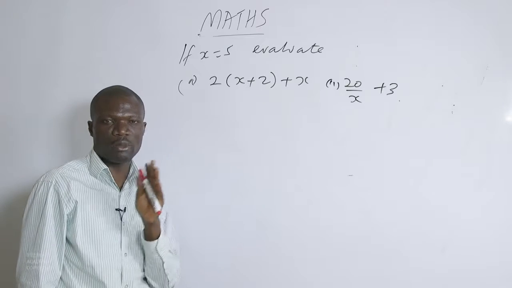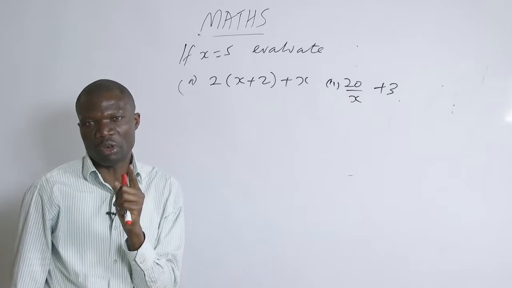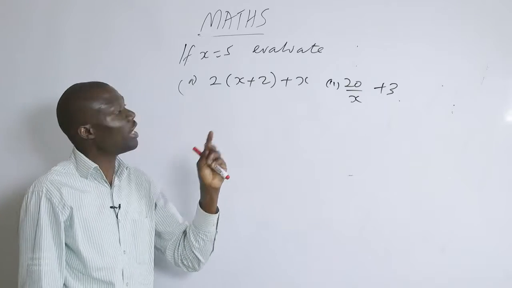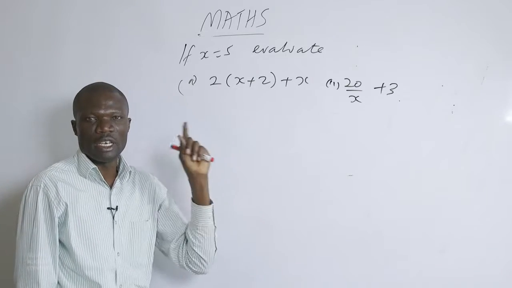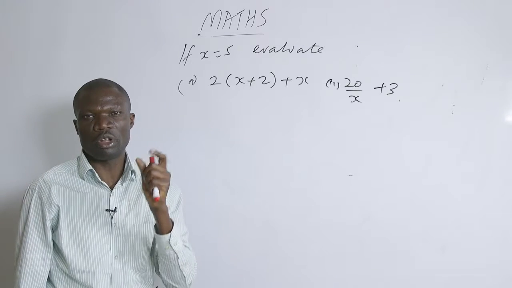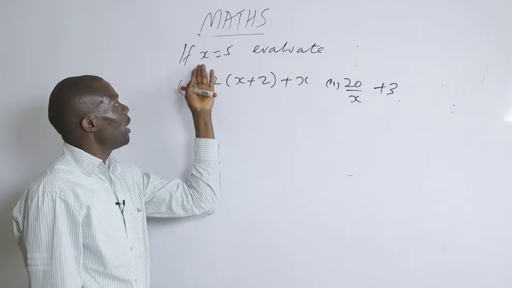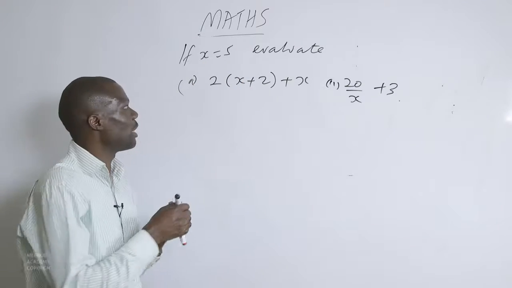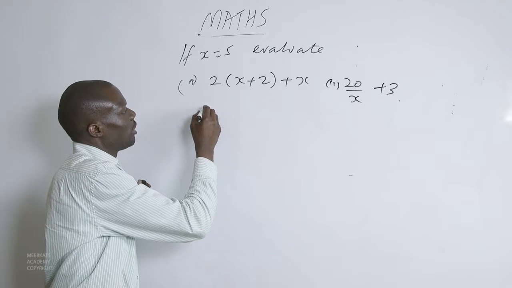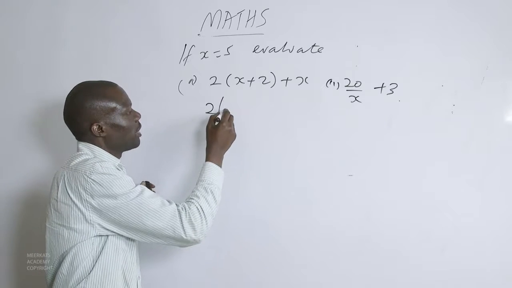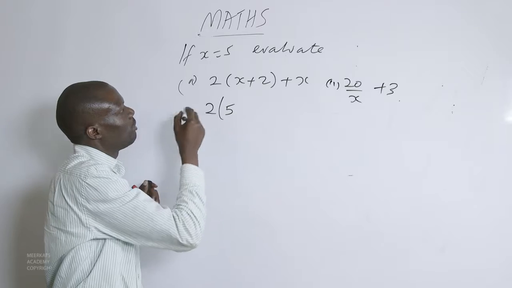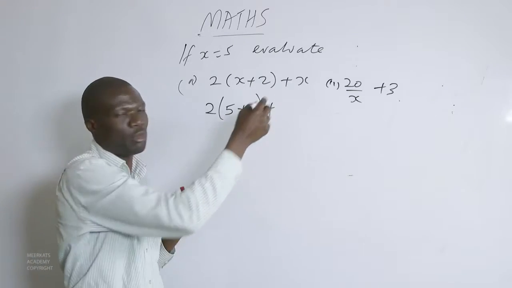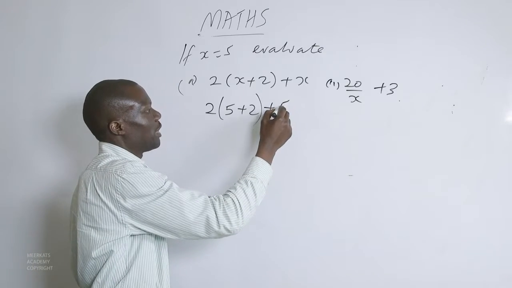Now, this expression involves one pronumeral, and that one pronumeral that we have is x. As much as x appears here twice, it is just one pronumeral that we require. Now, if x is 5, we substitute. We maintain a 2 outside the bracket. X is 5, we put a 5, then plus 2, close the bracket, and then plus x, but x is also 5, maintain 5 there.